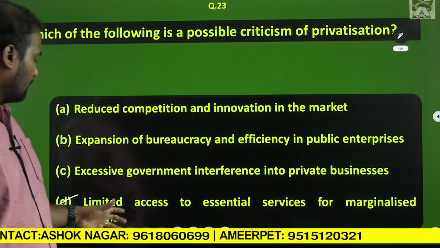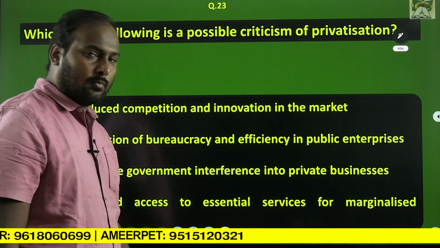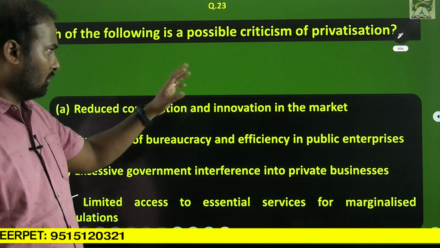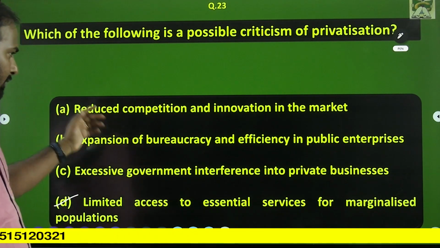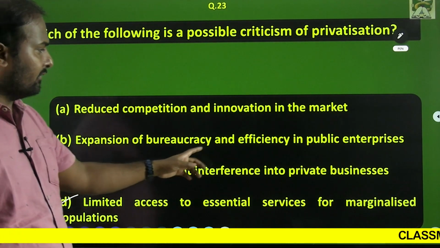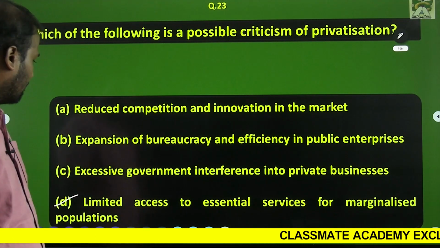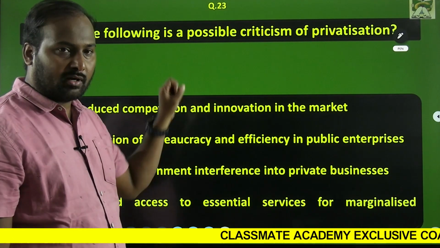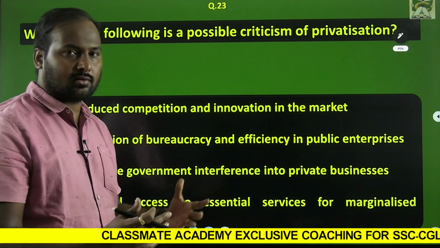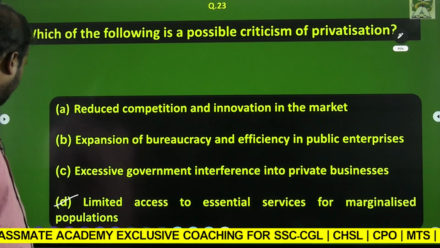Obviously for those who are poor, the resources allocated are very less because there is no demand, right? Reduced competition, no. Whenever you have privatization, obviously competition will increase and innovation will be more. Expansion of bureaucracy and inefficiency in the public sector, no. Why would you expand bureaucracy into the private sector? That is also wrong. Excessive government interference, no. The government interference will now be very less. It is privatized, not nationalized. When you nationalize, obviously you can see more government interference, right? So your answer is D.